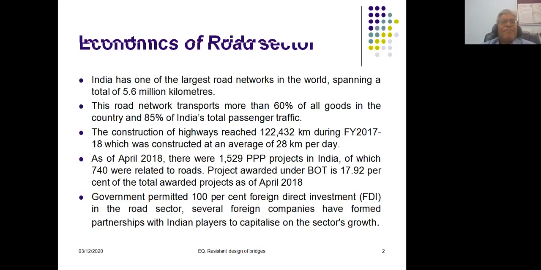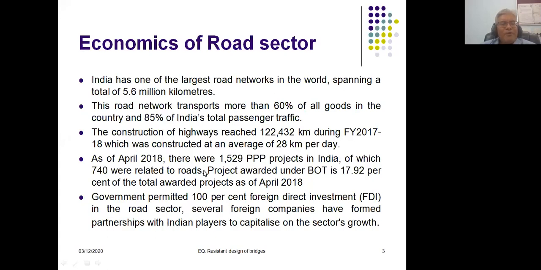Let us have a look at the economics of the road sector, to get an idea of why we should go for seismic design, or earthquake resistant design, of bridges. India has one of the largest road networks in the world, spanning a total of 5.6 million kilometers. This road network transports more than 60% of the goods in the country and 85% of India's total passenger traffic. The construction of highways reached 122,000 kilometers during financial year 2017-18, constructed at an average of 28 kilometers per day.